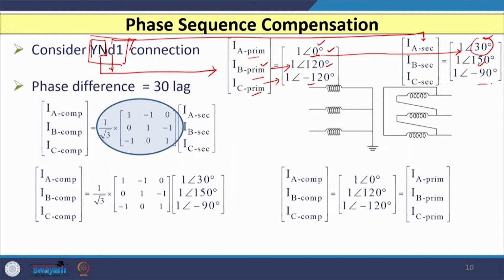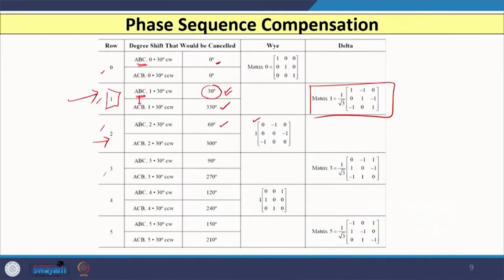Now, as I told you, we want to compensate this 30 degree phase shift, or we want to cancel this 30 degree phase shift. As I have explained earlier, if I want to cancel or compensate the 30 degree phase shift, I have to multiply my delta side currents with this matrix, that is 1 by root 3 times [1 -1 0; 0 1 -1; -1 0 1].